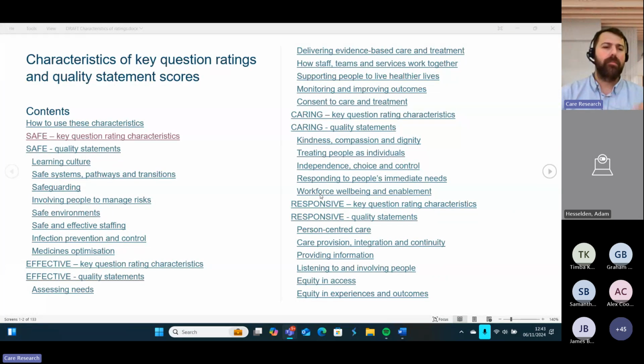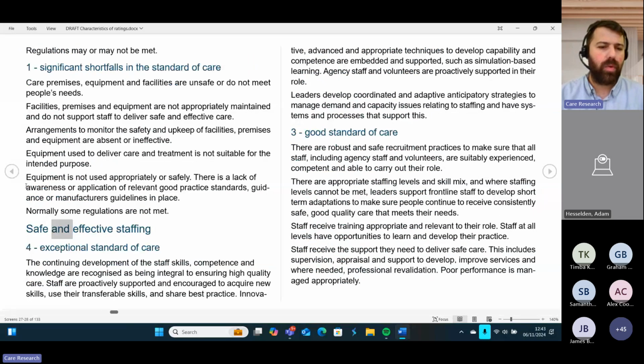Here we have the document. What we can see is it's organized into the key questions and it's organized into quality statements underneath. So here we go. We have safe, effective, caring, responsive, well-led. We have the quality statements. I'm going to click, just for fun, on safe and effective staffing, something that I'm sure we're all pulling our hair out about after the NI increase and all that's going on there. So it's a relevant one. If we click on that, you will see that what we have here, safe and effective staffing, it starts with 4, the exceptional standards of care.